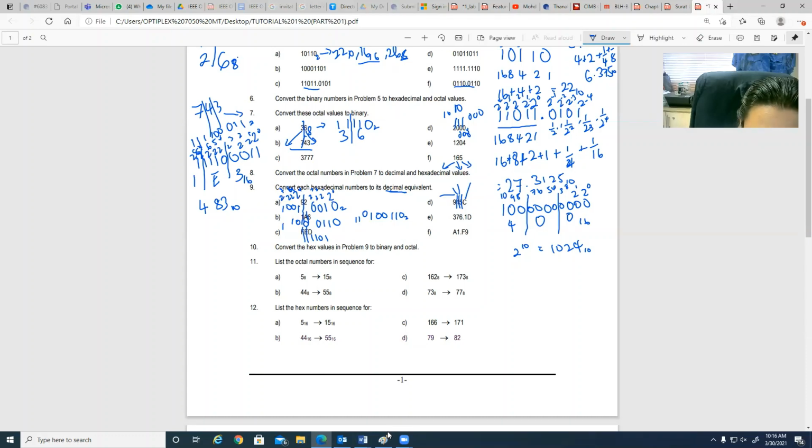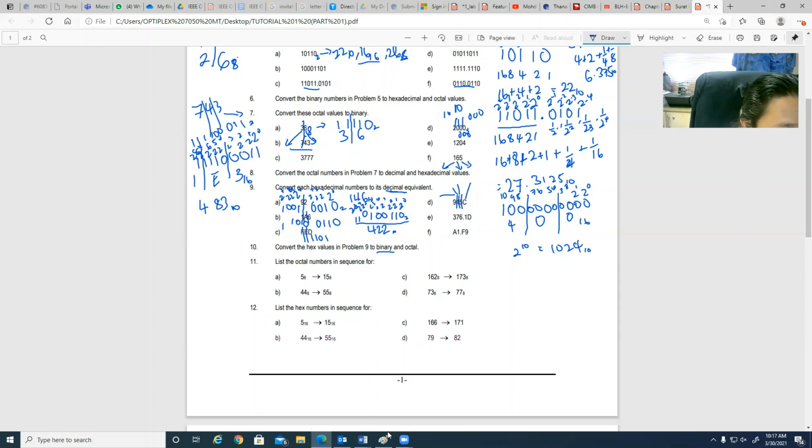So the total will be 146 in decimal. And then for example like this one for B, you already converted to binary. You can use the manual, 0 1 2 3 4 5 6 7 8, and then you can add, so the answer will be 422 in decimal.